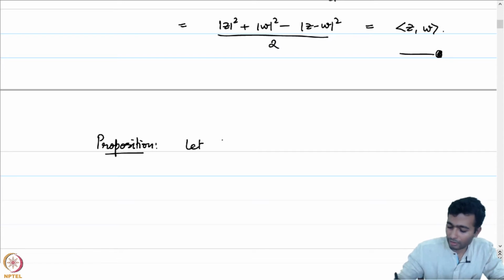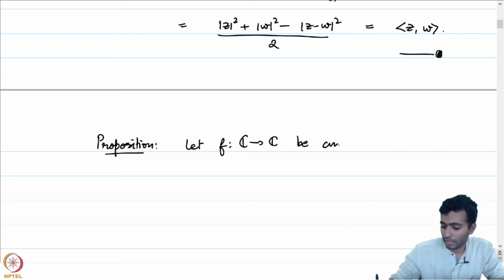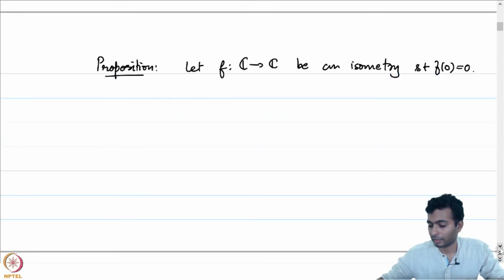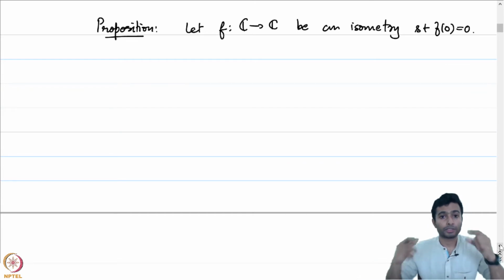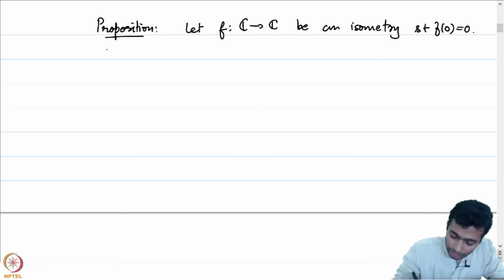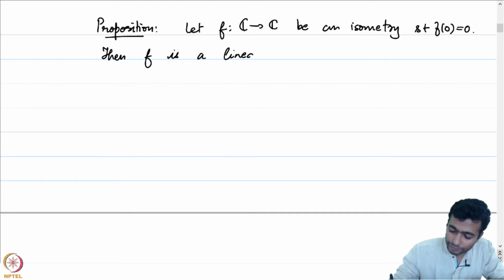Let f from C to itself be an isometry such that f of 0 is equal to 0. That way we have ensured that it is going to be preserving the inner product. The proposition states that f is a linear map. This is first.